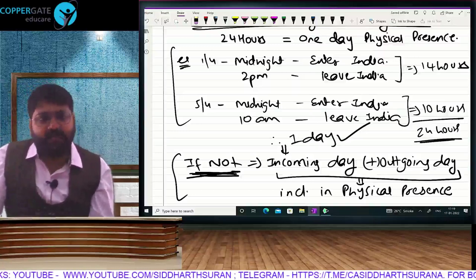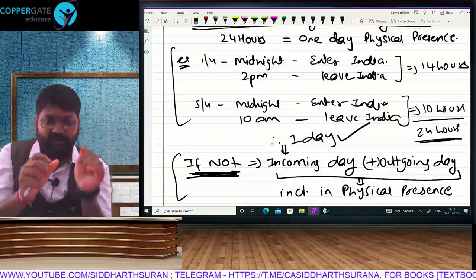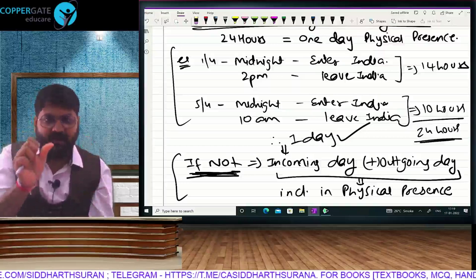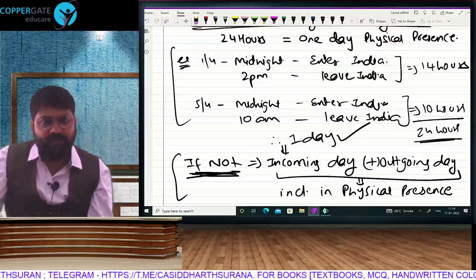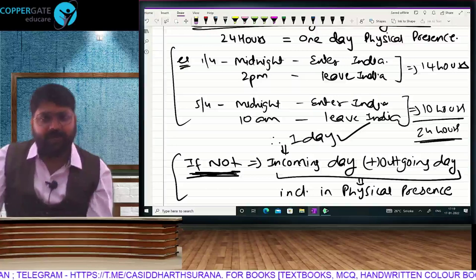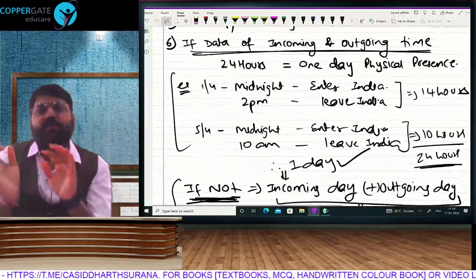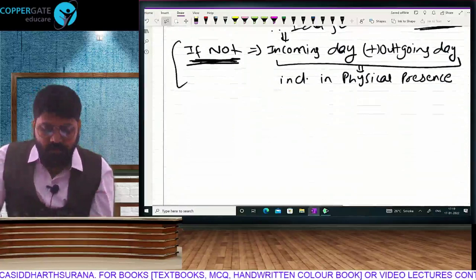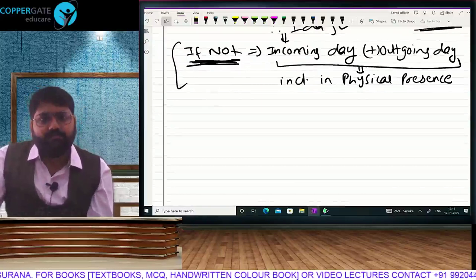And the immigration counter changes the stamp at 12 o'clock. You have seen those rubber stamps where date changing is possible. Revolving kind of rubber stamp in which you can change the date. You know that, no? Those stamps are put on the passport at the time of immigration. Okay, so is this point clear? So that 24 hours point, if you want, you can ignore. Focus on incoming and outgoing days. Is this clear?